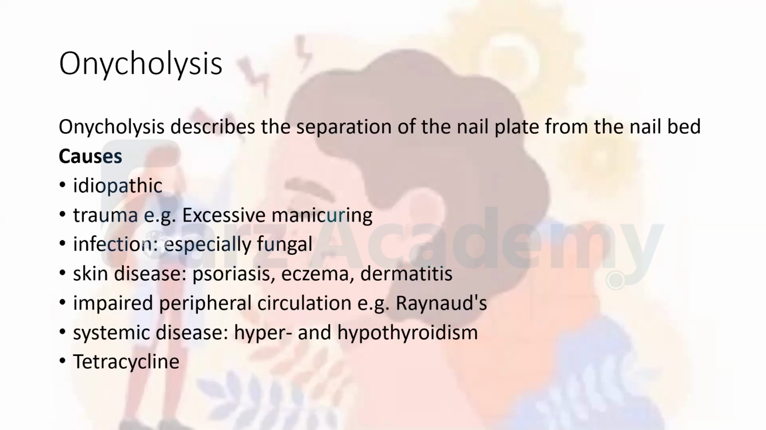Impaired peripheral circulation, for example, in cases of Raynaud phenomenon where the arterial supply is not good, can also lead to onycholysis. And the systemic diseases, for example, hyper and hypothyroidism, and also drugs like tetracycline can cause separation of the nail bed from the nail plate.